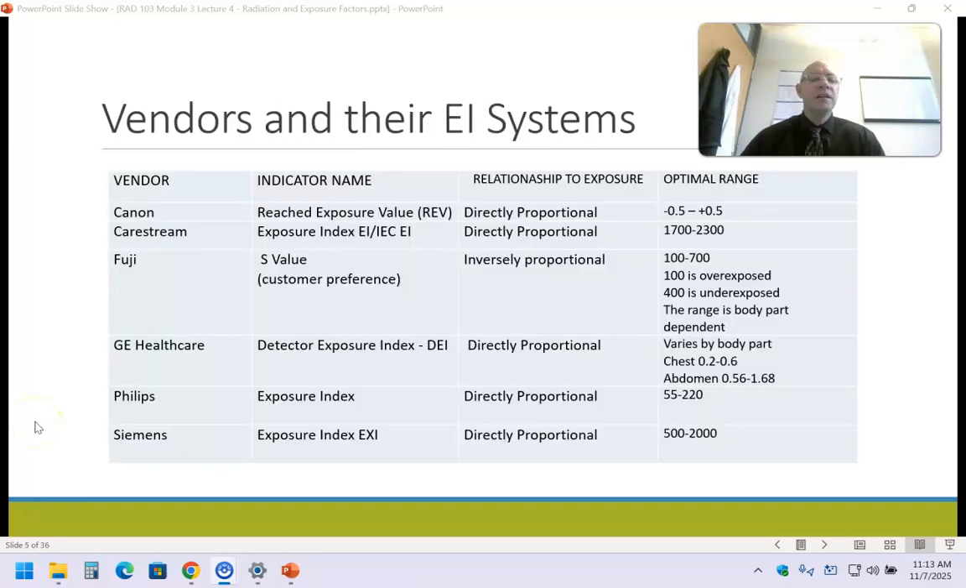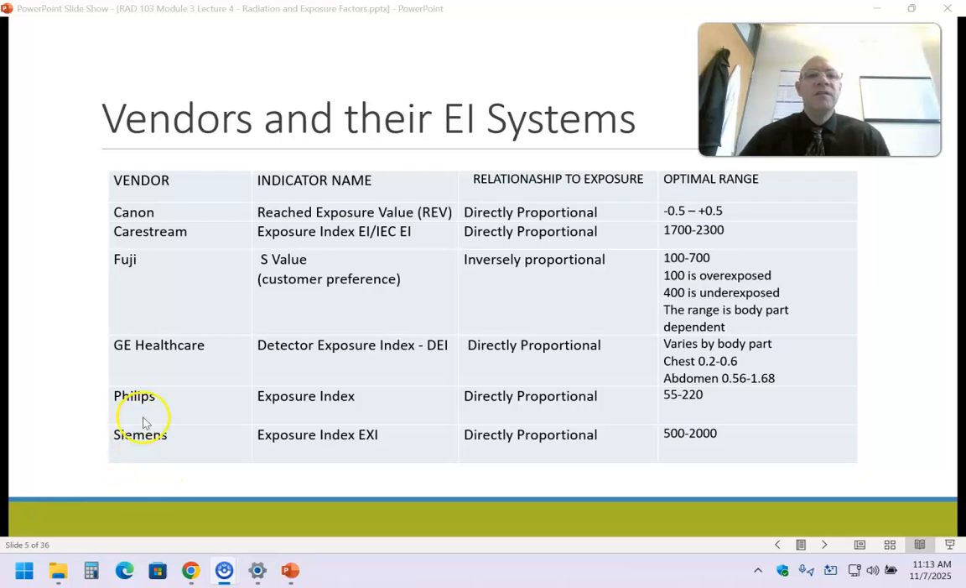Here I've got a list of different vendors, and if we look over on the right, the optimal range or the numbers that they use is different depending on several different things, depending on the manufacturer. Sometimes it's going to be different depending on the body part that you're exposing X-ray to. So it's kind of interesting how they're all over the place.